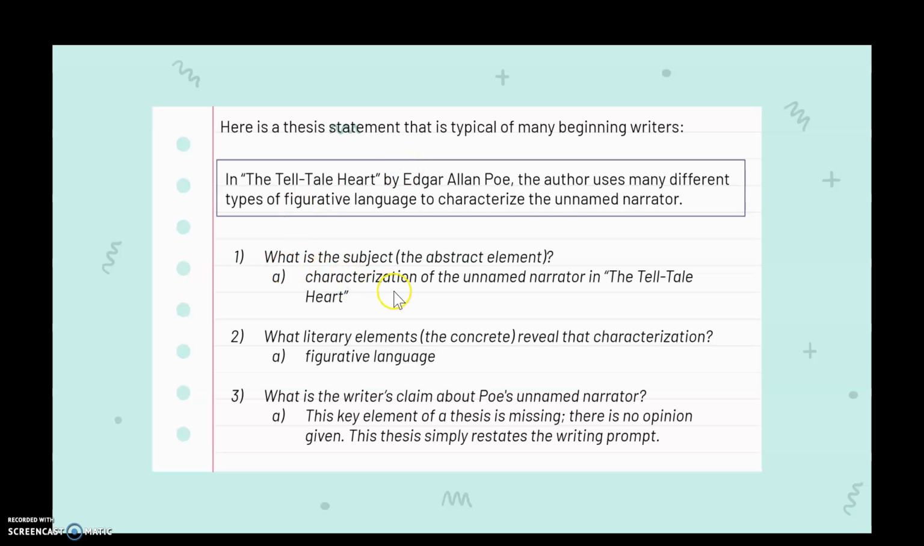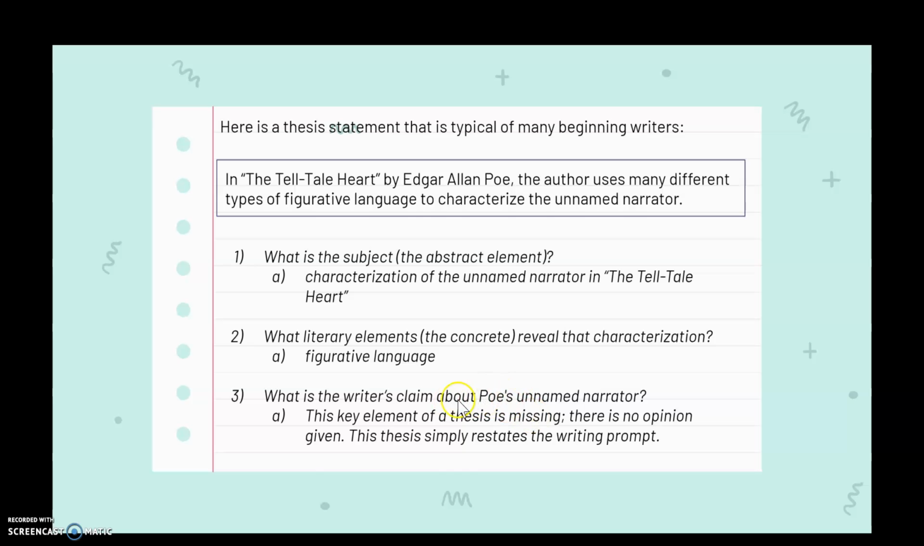Okay, what's the subject of this thesis statement? What's my abstract element? The characterization of the unnamed narrator. Remember, the subject, the abstract, is something that I cannot see. It's an idea. Characterization is an idea. What literary elements reveal the characterization? What's my concrete? What is the solid piece of evidence that I'm going to use to back up my abstract idea? It's figurative language. I can go in the text and see the figurative language.